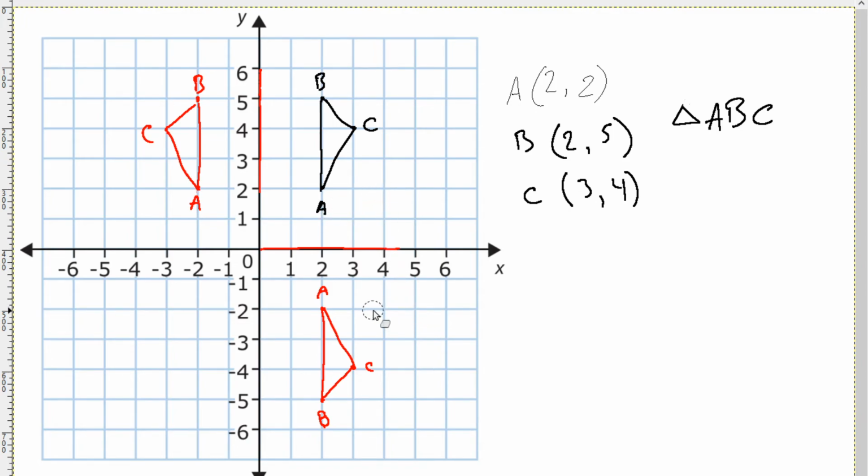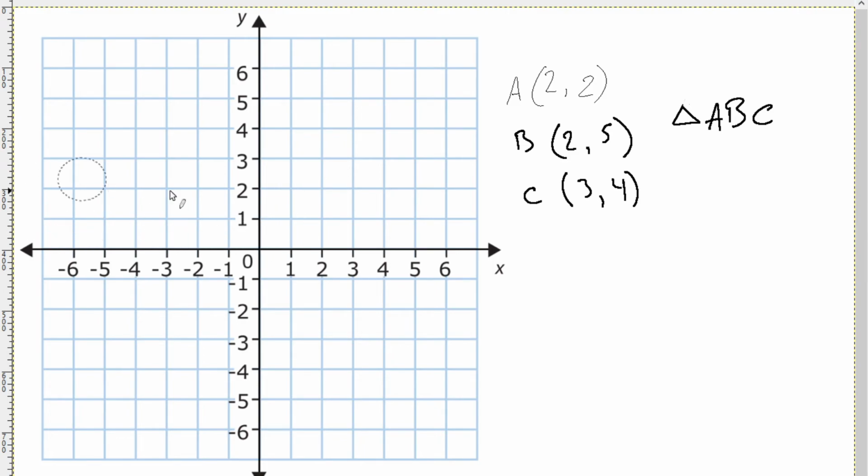And then the last example I want to show you guys is if you're given a line of reflection that isn't an axis, sometimes it could get a little different. So let's do some new coordinates just to practice a little more.